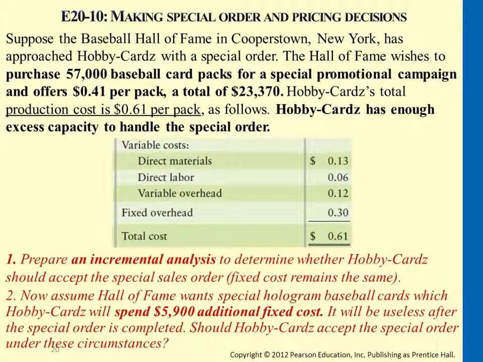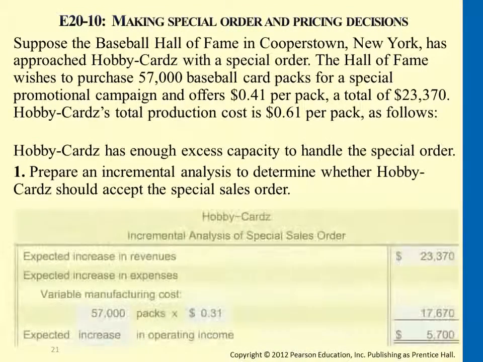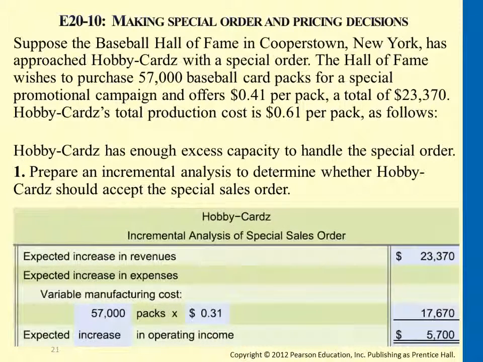Okay, so if fixed cost is the same, we don't have to worry about that. Just need to compare whether variable cost is higher or lower than 41 cents. So this actually is lower, the cost is lower than the revenue you're getting. So for each and every one of them, you're generating 10 cents of profit, right? Because your variable cost is 31 cents, your revenue receiving for each and every pack is 41. The difference here is 10 cents, which is the operating income, or you could say the contribution margin you're generating from this particular sales order.